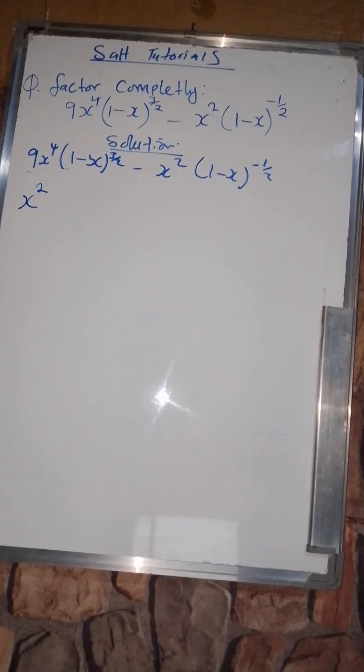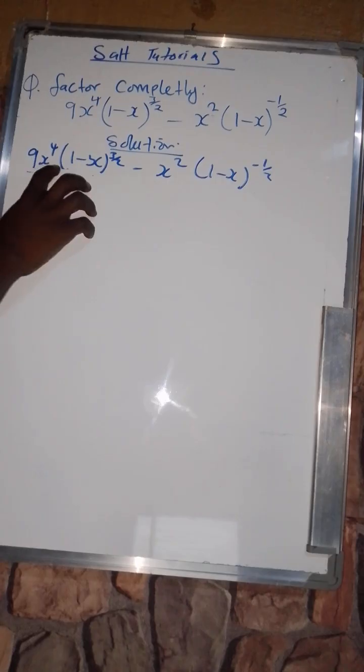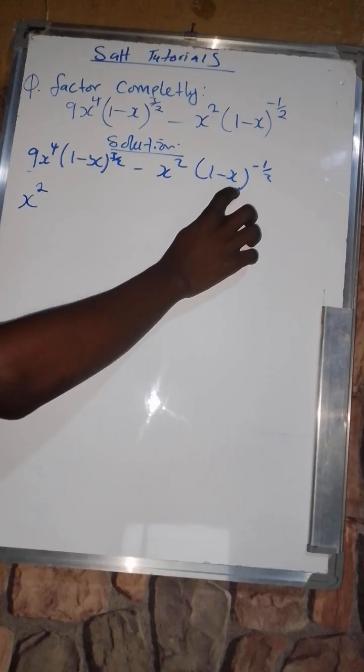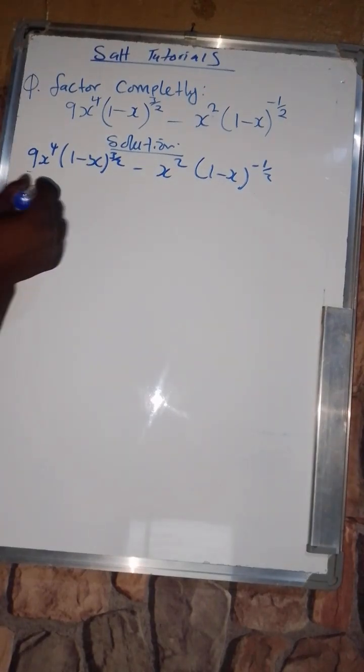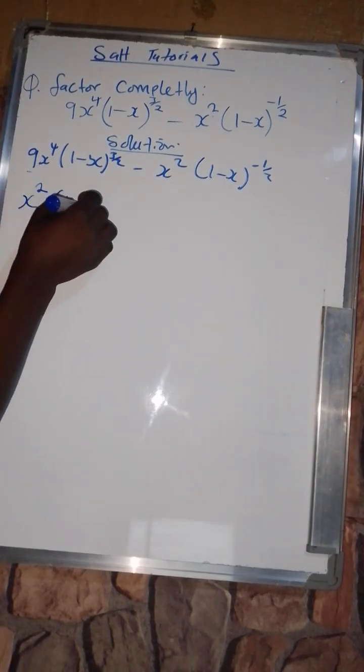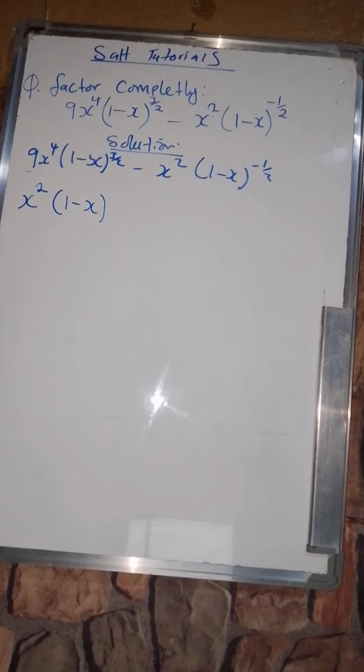But if we look again, we observe: is the x the only common term we are seeing? No. I'm seeing 1 minus x here, and I'm seeing 1 minus x there. So 1 minus x can be factored out. And ask yourself again, what power would 1 minus x have? We say the power should be the lowest power.